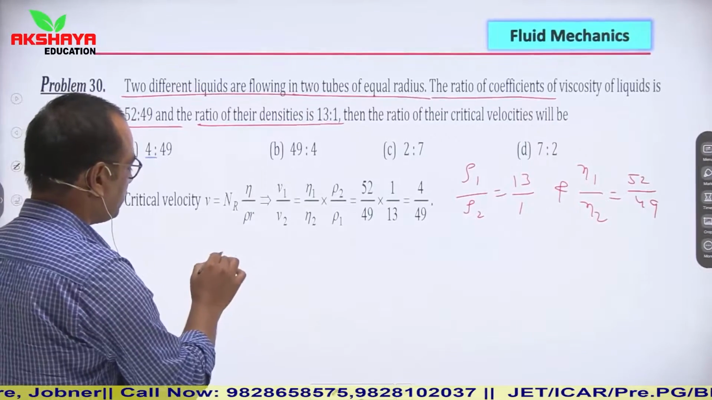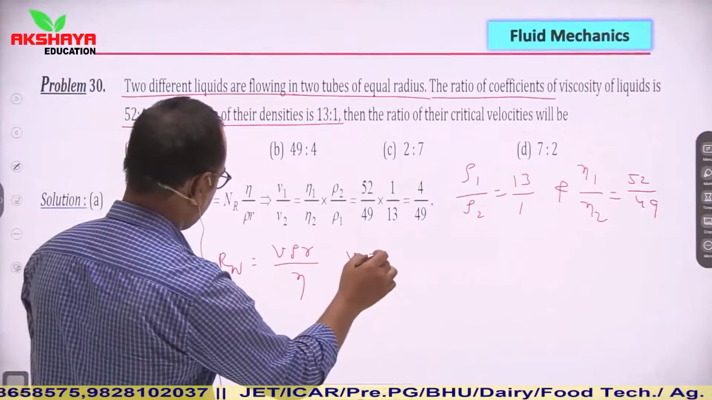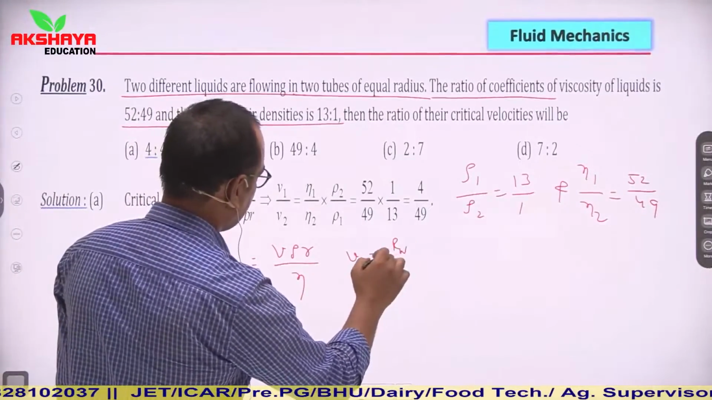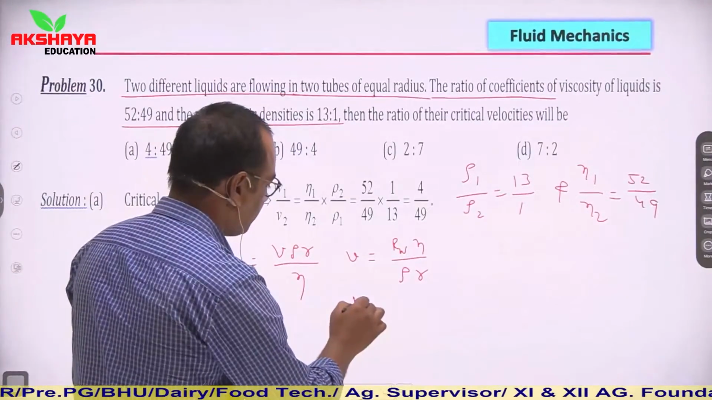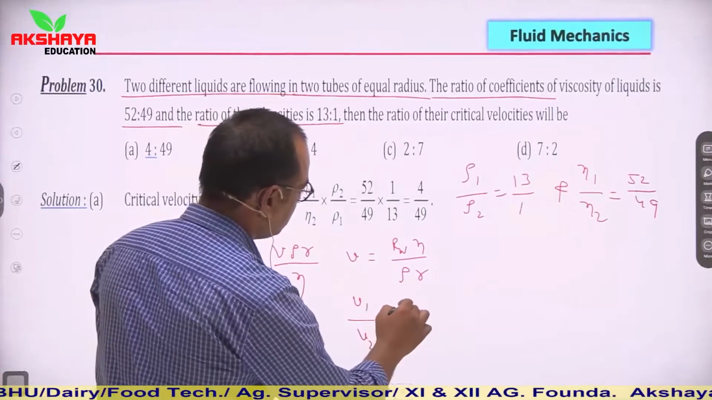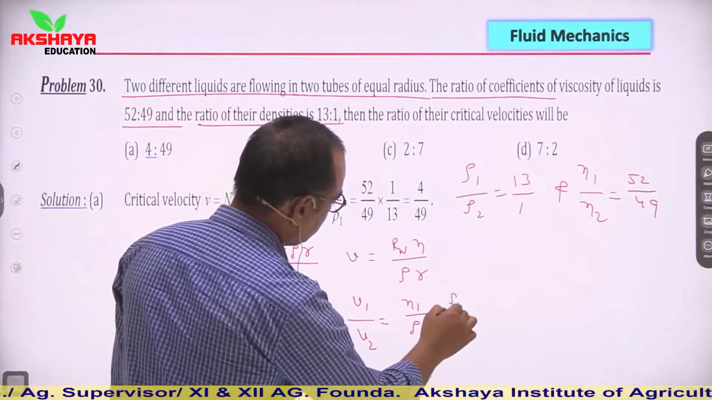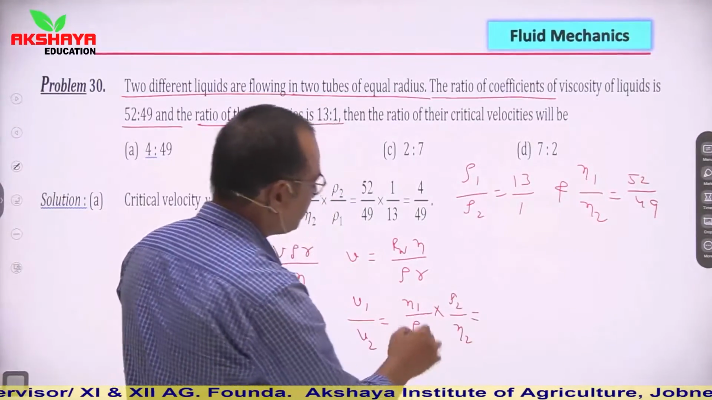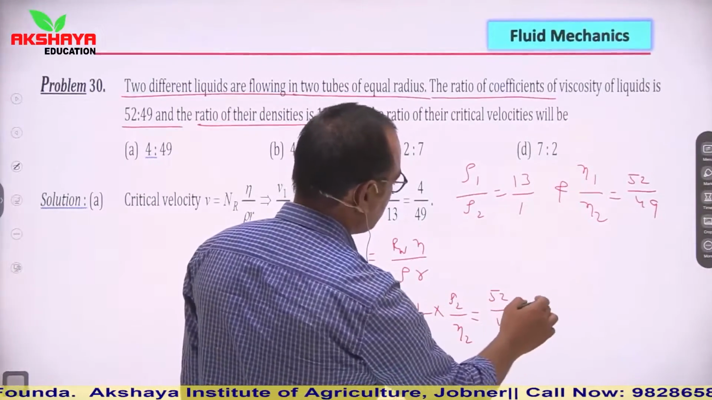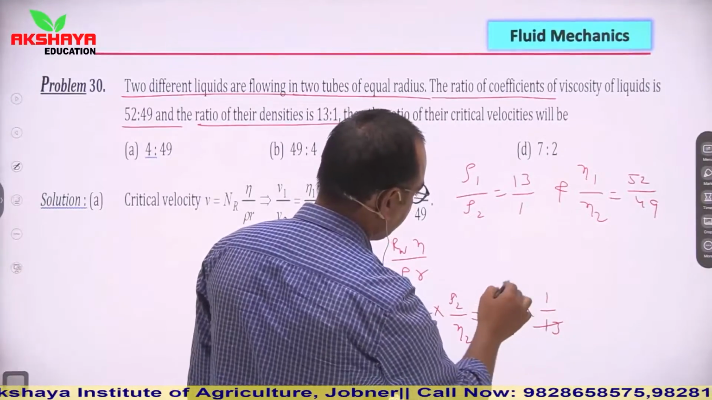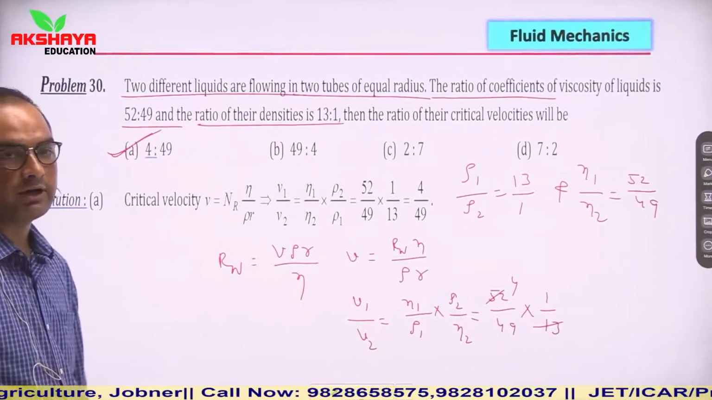We know that Reynolds number is equal to V rho R upon eta. So V is equal to Reynolds number into eta upon rho R. Clear? So V1 upon V2 is equal to eta 1 upon rho 1 into rho 2 upon eta 2. Eta 1 upon eta 2 is 52 upon 49, and rho 2 upon rho 1 is 1 upon 13. So we get 4 upon 49. Option A is correct. It is 4 upon 49.